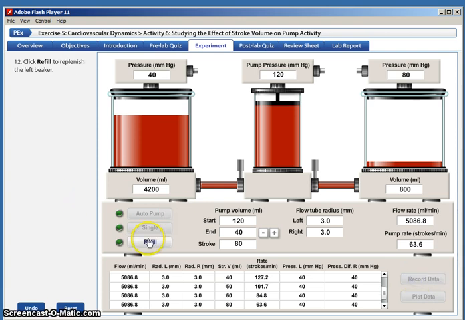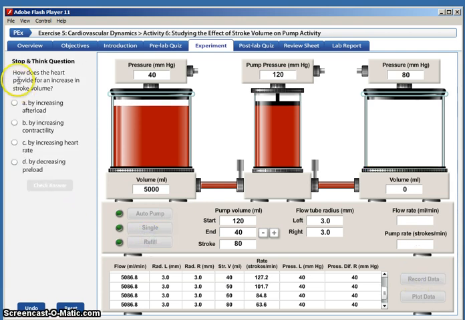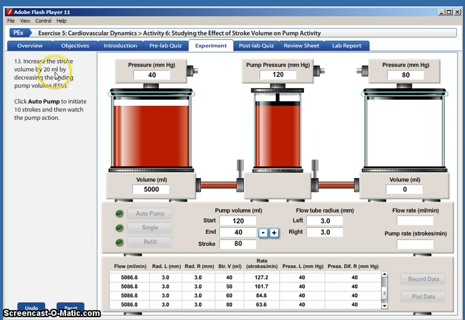Record, refill. All right, how does the heart provide for an increase in stroke volume? Not by increasing afterload. It can by increasing contractility. That's really it. It doesn't increase heart rate. We've realized that now, right? And decreasing preload wouldn't make sense. Alrighty. Increase the stroke volume by 20 by decreasing the end volume again. Right, click auto pump.